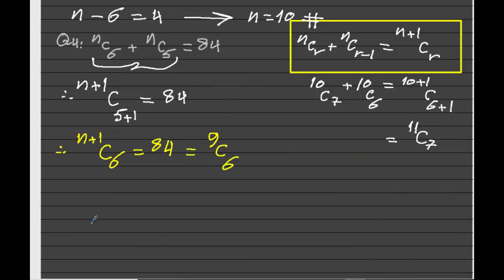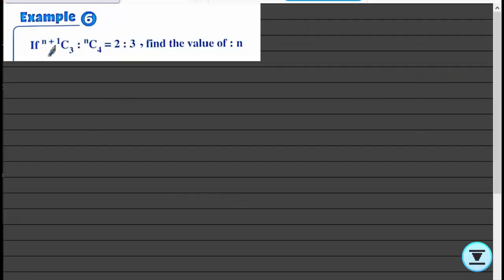Now we deduce that n plus 1 equals 9, so n equals 8, and this is the final answer. Example 6: if (n+1)C3 over nC4 equals 2/3, find the value of n.